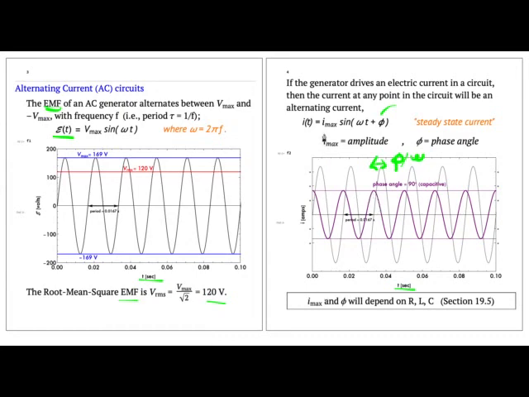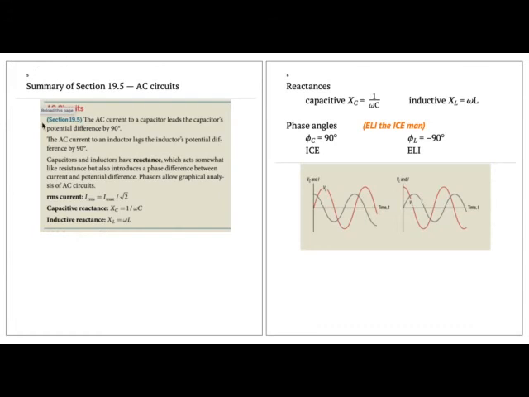Now, these constants I max and phi will depend on the resistance, inductance, and capacitance of the circuit. And that's the subject of section 19.5. So be sure to read section 19.5 carefully. Right then, here's a summary of section 19.5. AC circuits.